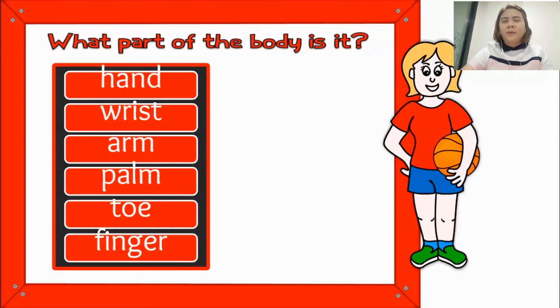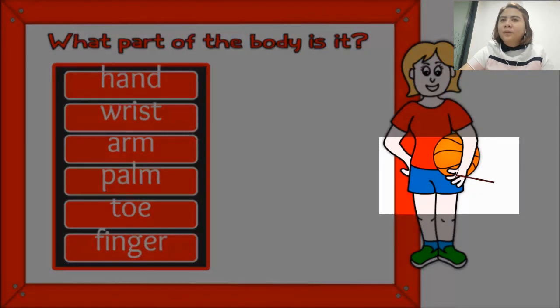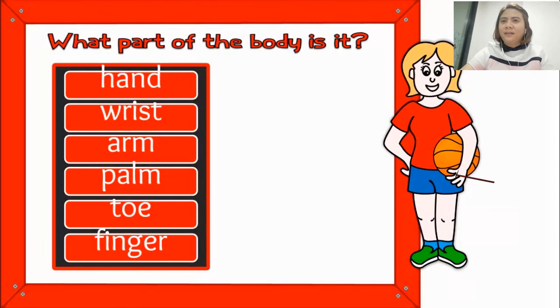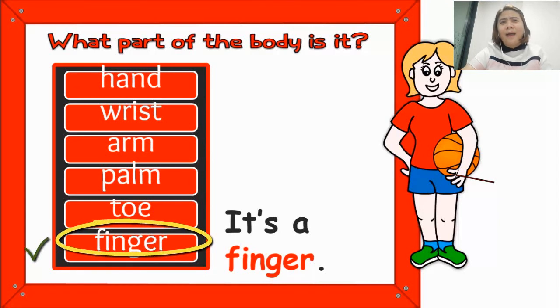Let's see where the arrow points. Are you ready? Here we go. What part of the body is it? Is it the hand, wrist, arm, palm, toe, or finger? What do you think is the answer? Let's see what is the answer. It's a finger! Wow! It's a finger.